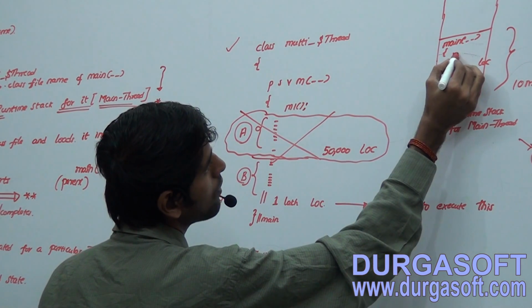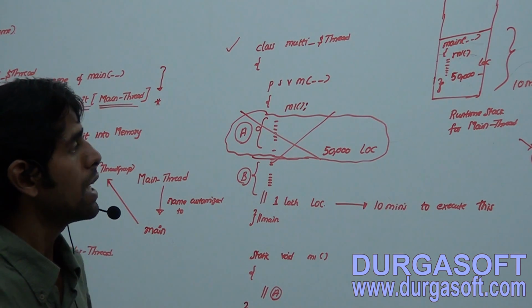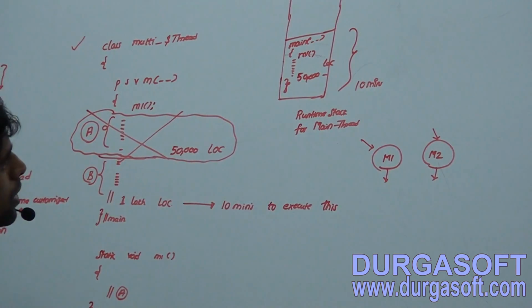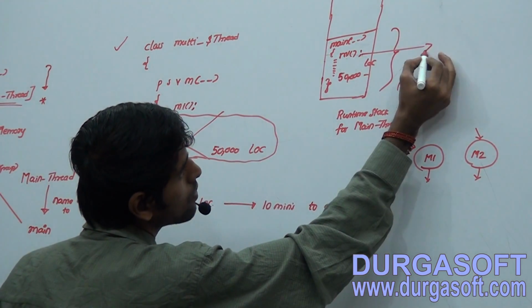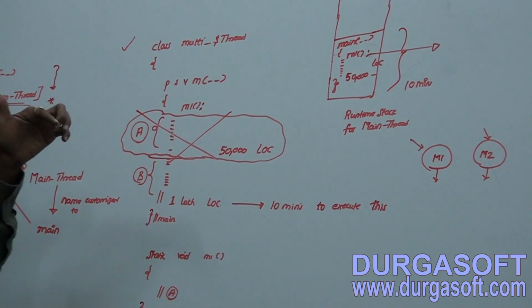Now here what we are having is the m1 method. The m1 method has the first 50,000 lines of code. It's very, very important. Now what is happening here? This point is very, very important, guys. Try to observe that one. Now it is calling the m1 method.